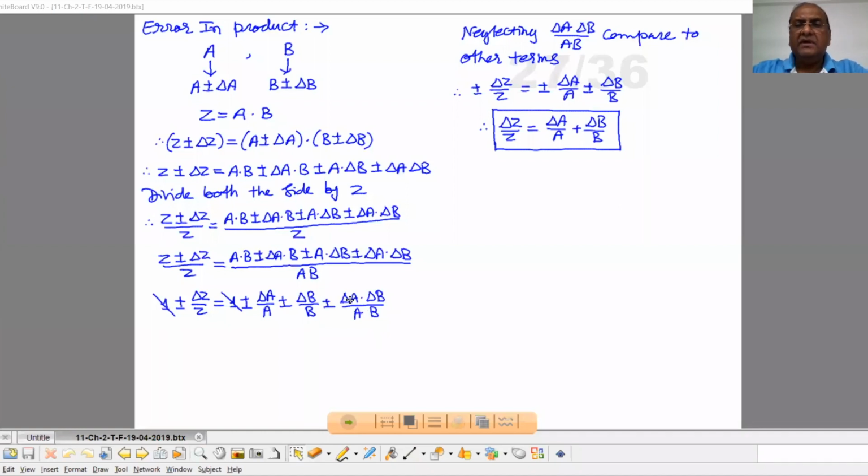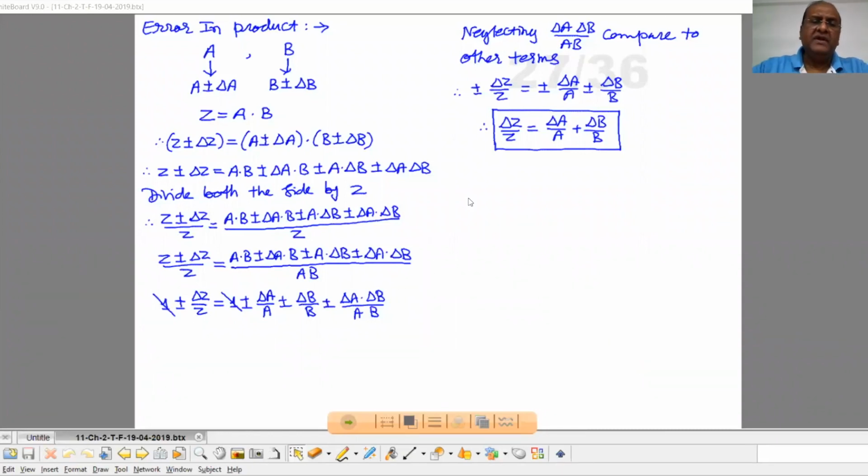But here the absolute error in individual observation is very small, and the true values are comparatively large. Therefore, for this last term, delta A into delta B will be again very small, and A into B will be very large. It implies that this last term can be neglected compared to other terms. And this 1, 1 from both the sides will be cancelled.